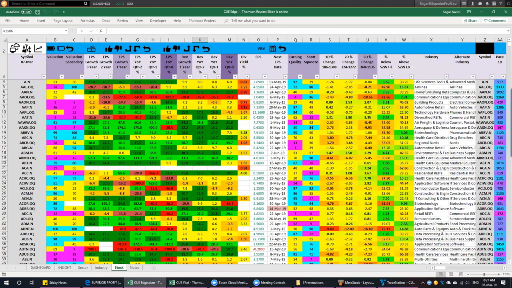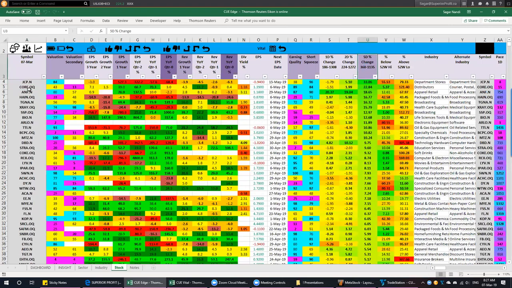The second button is for peer analysis. I can put my cursor anywhere on a row. Let's see what is looking interesting. Let's try to find a stock that went up last week strongly. JCPenney went up by 33%. It is a value stock, but earnings is poor. It is in department stores industry.